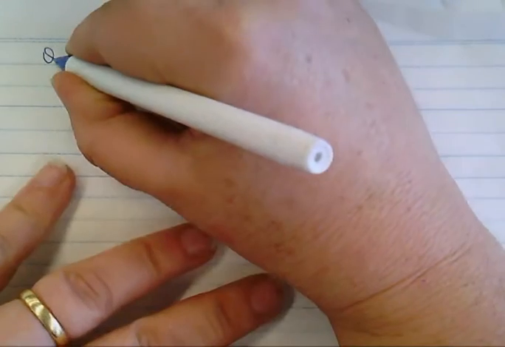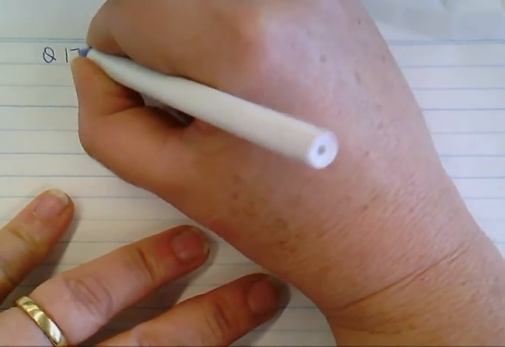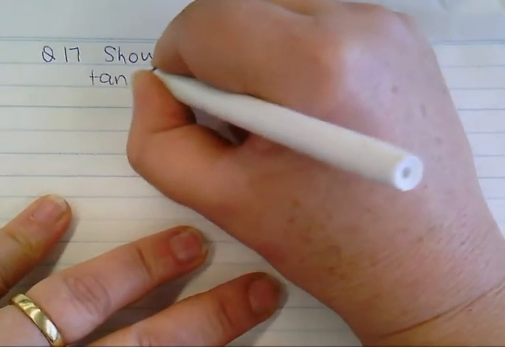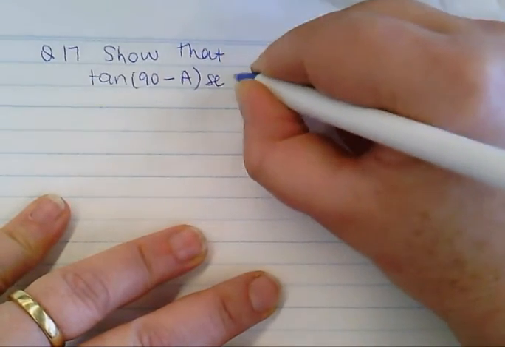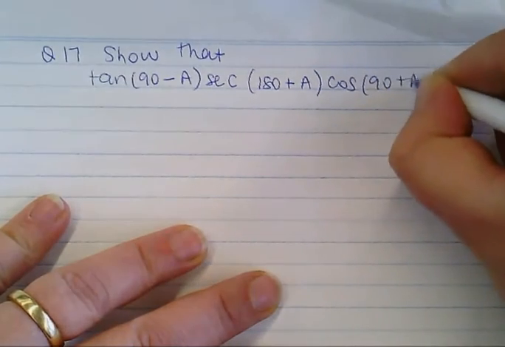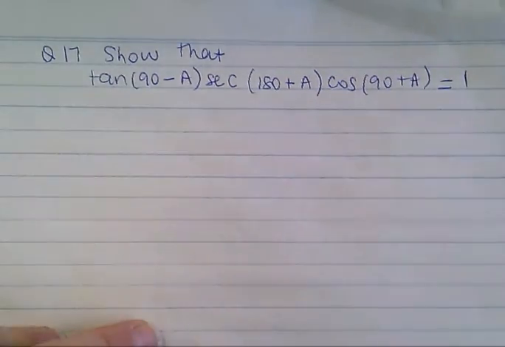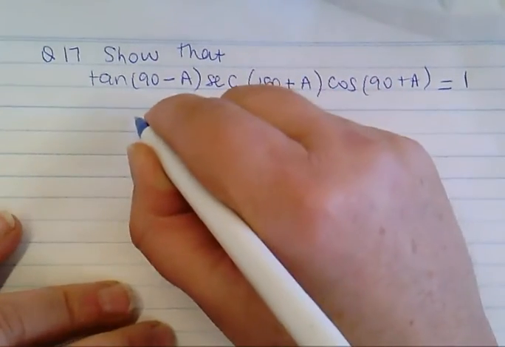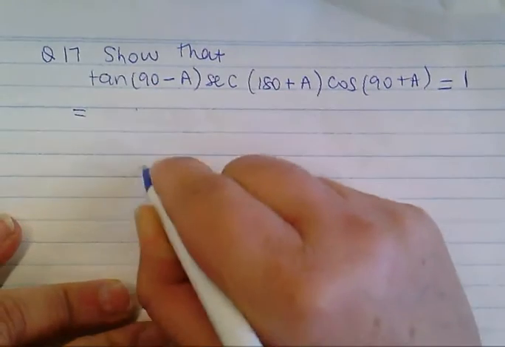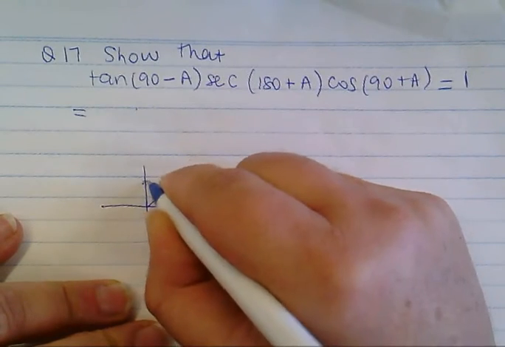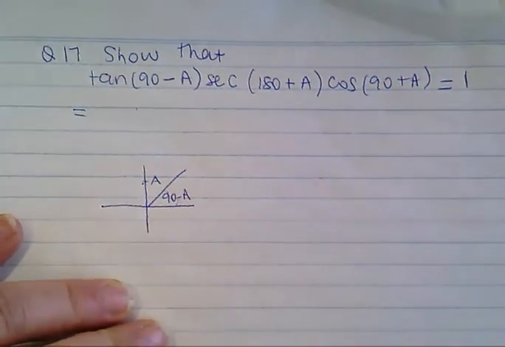Let's look at question 17. We're going to show that tan of 90 minus a times the sec of 180 plus a times the cos of 90 plus a equals 1. Okay, so we're going to have to work out what each one of them is. 90 minus a. I'm going to do a little drawing. 90 minus a, that bit's a, this is 90 minus a. So the 90 minus a's aren't a problem.